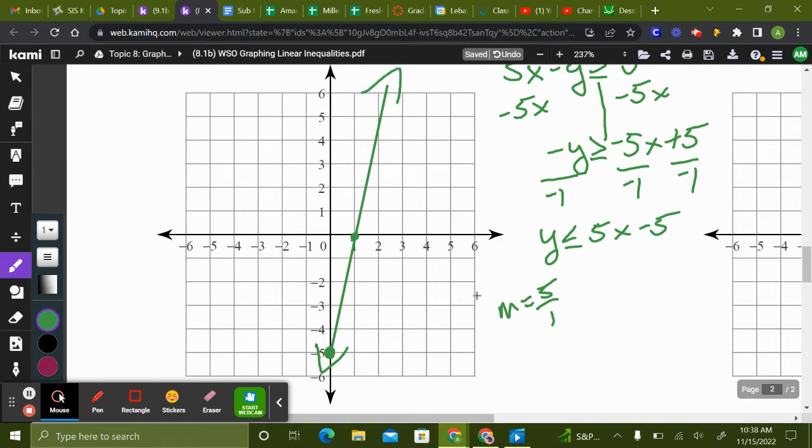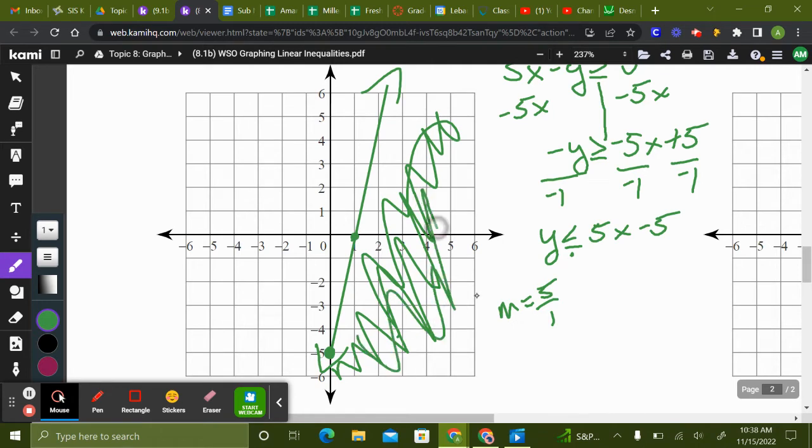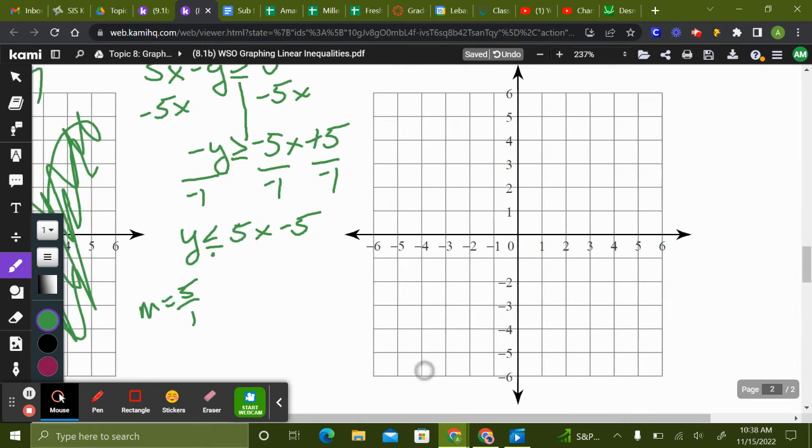And now again, think about where, for my shading, where am I going to shade? If here at -5 is where my y-axis is cut in half or cut in two, where do I have the less than y values? Are they going to be above or below? They're going to be below, so where I'm shading is this side where that part of the y-axis lives.